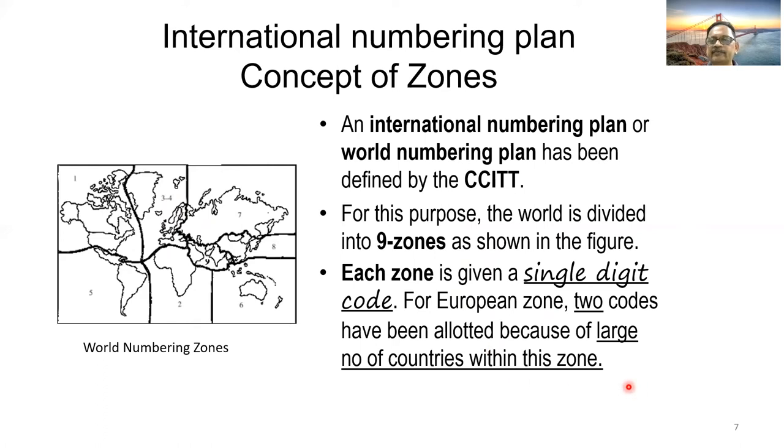So each zone is given one unique digit. For American countries, North America, 1. However, for Europe, since there are more countries in the European zone, they have given 2 single digit codes. So it may be 3 or 4 depending upon the country. Some countries are given zone code 3, some countries are given zone code 9. So as I already discussed, India falls under Zone 9.